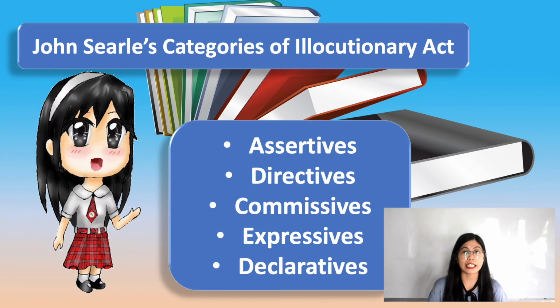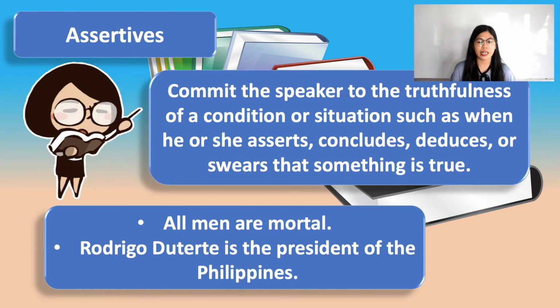Now, John Searle categorized illocutionary acts into 5, and each of them has its own illocutionary purpose. These are assertives, directives, commissives, expressives, and declaratives. First we have the assertives. They commit the speaker to the truthfulness of a condition or situation, such as when he or she asserts, concludes, deduces, or swears that something is true. For example, when the speaker asserts that all men are mortal, this statement is true because no man is immortal. Next example, Rodrigo Duterte is the president of the Philippines. Here, the speaker's intention is to inform us that what he said about who is the president of the Philippines is true.